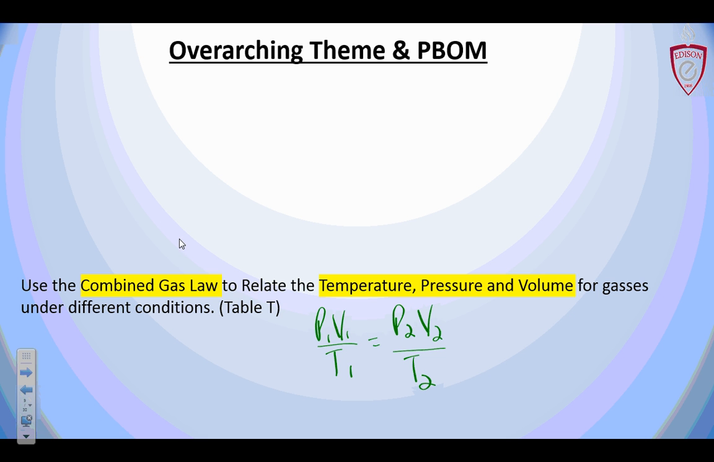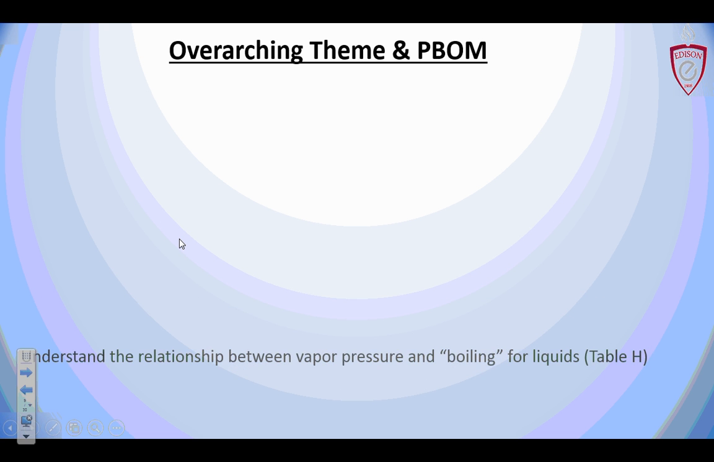And I know what the second bullet should be: always in Kelvin. Temperature is always measured in Kelvins, not degrees. So those are your two bullets under that idea.